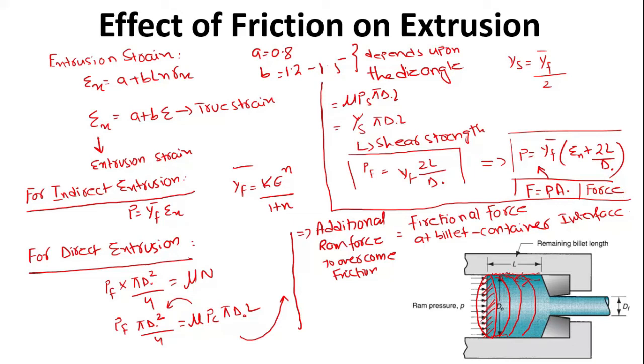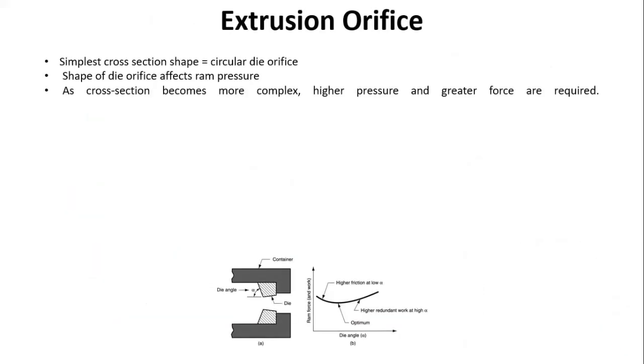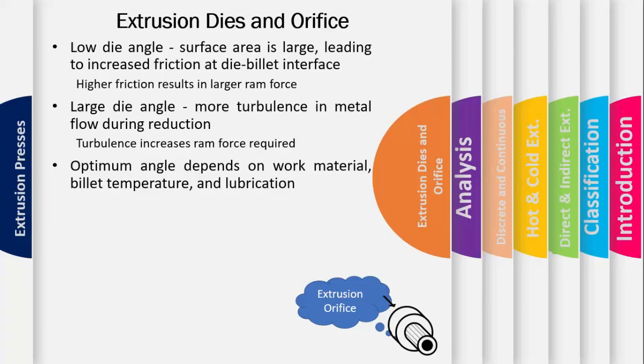So this is all for the analysis of the extrusion process. Now the next topic is the extrusion dies and the orifice. An orifice is a tiny opening for the flow of material.